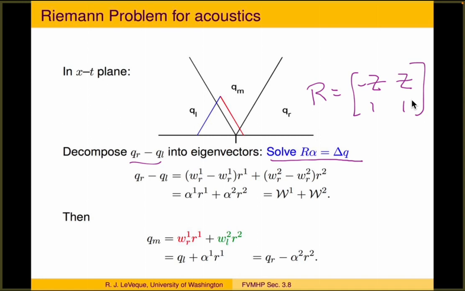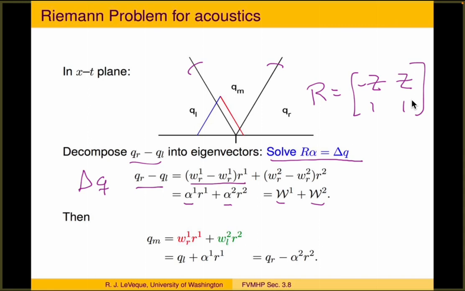Then we can calculate alpha 1 and alpha 2 so that we've decomposed the jump in Q, delta Q, as a linear combination alpha 1 times R1 plus alpha 2 times R2, which I'll call the waves W1 and W2. Again, those are the jumps across the left-going wave and across the right-going wave. And those alphas are exactly the same as what we get from the previous slide if we subtract our expressions for QL and QR in terms of eigenvectors.